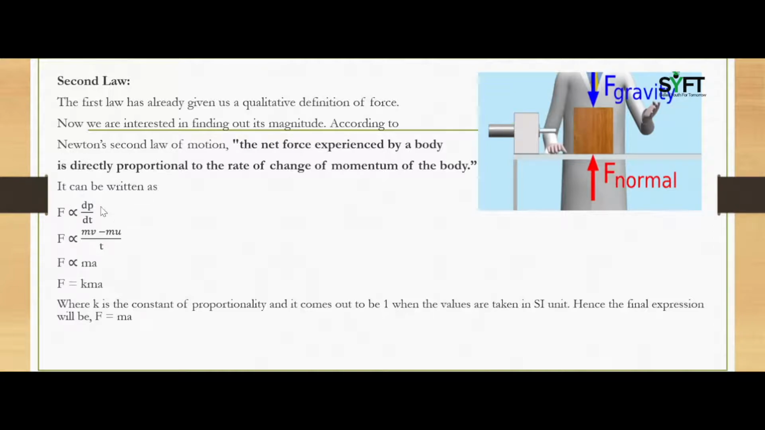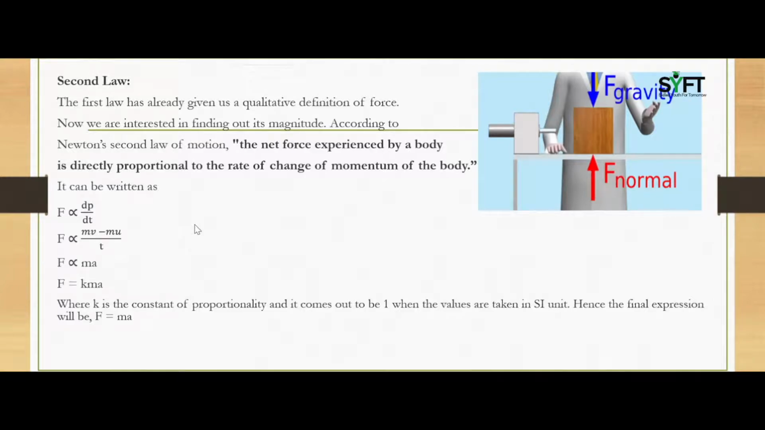So mathematically it can be written as F, that is the force, is directly proportional to dP by dt. So here dP by dt is the rate of change of momentum of the body.